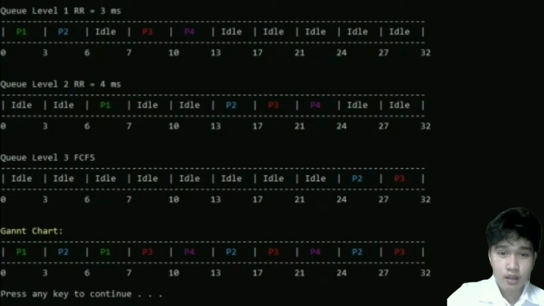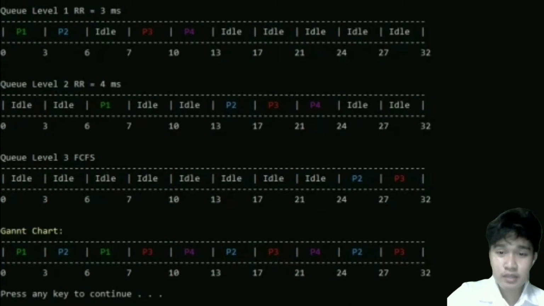So at 13, P2 arrived first and continued to execute its remaining burst time. P2 ended at 17 milliseconds. Since P2 has remaining 3 milliseconds burst time, it shifted to the third queue level, which is the first come first serve. At time 17 milliseconds, P3 was ready to execute in the second queue level and ended at 21 milliseconds. Since P3 has remaining 5 milliseconds burst time, it shifted to the third queue level.